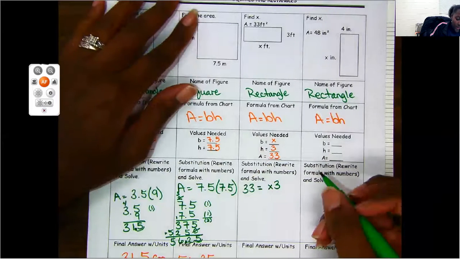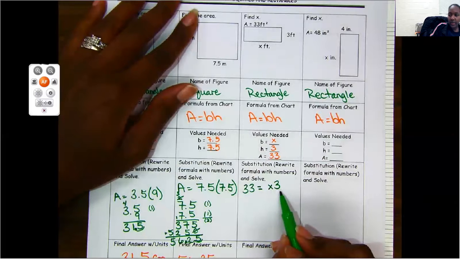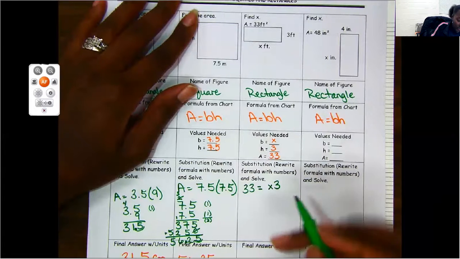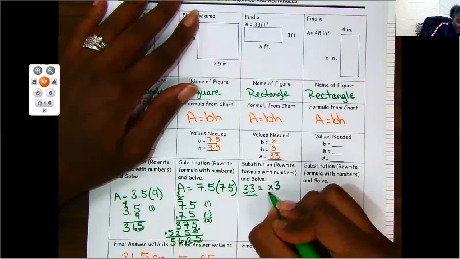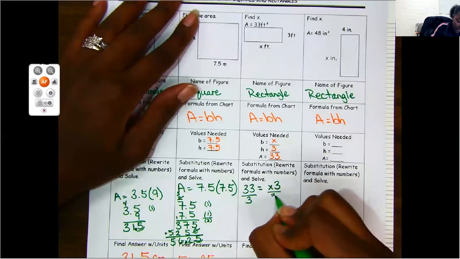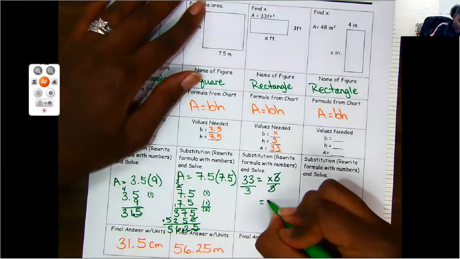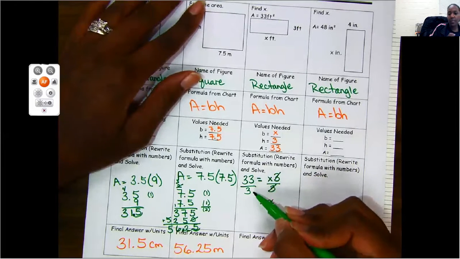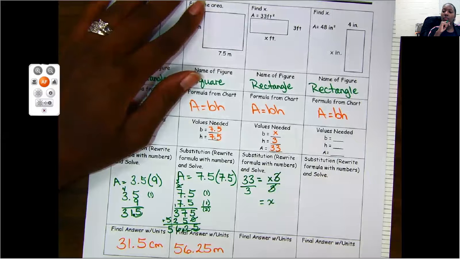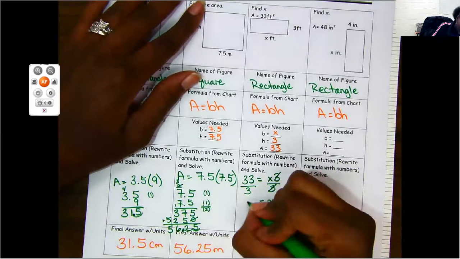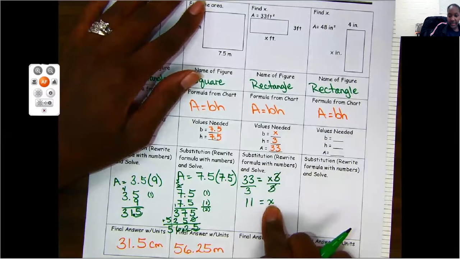All right, now, when a number is next to a letter, what operation does that signify? Multiplication. The opposite of multiplication is division. So in order to figure out what the base is, I will need to divide both sides by 3. 3 divided by 3 will leave me with just my x. Over here, 33 divided by 3 will give me 11. So 11 equals x. So we're saying that our base is 11.